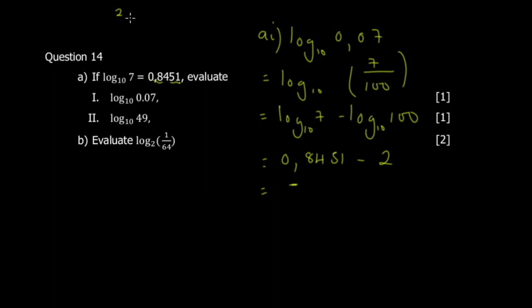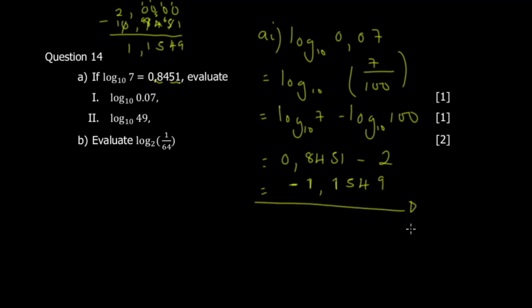Let me work it out real quickly. 2 minus 0.8451, and working through the digits, you get negative 1.1549. Just double check, okay? But then you're supposed to get something like this. So you just have to manipulate whatever you're given such that you can use whatever you have.